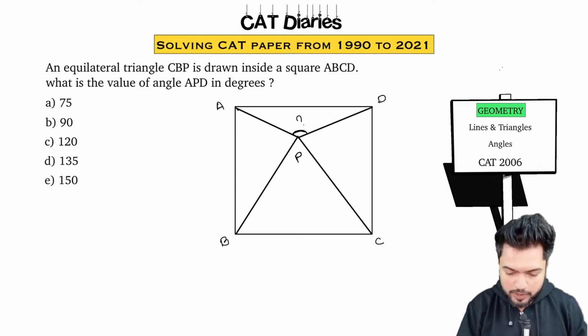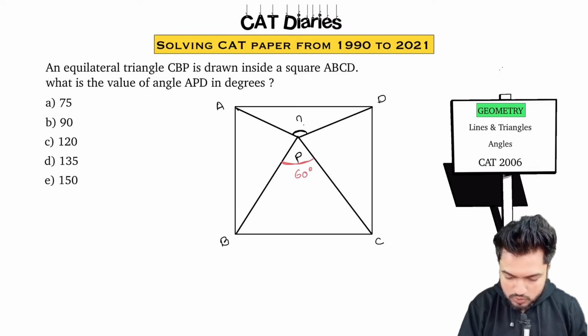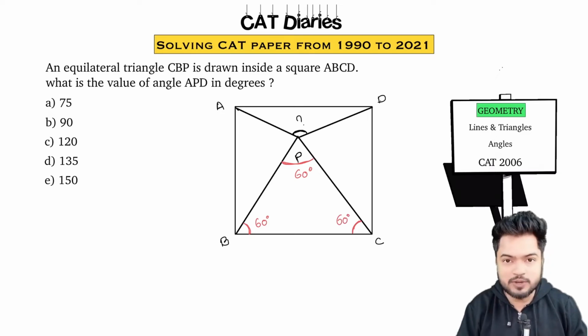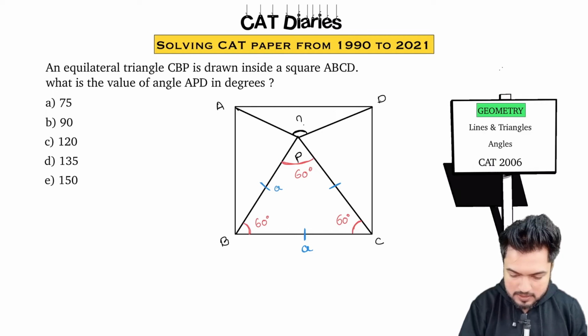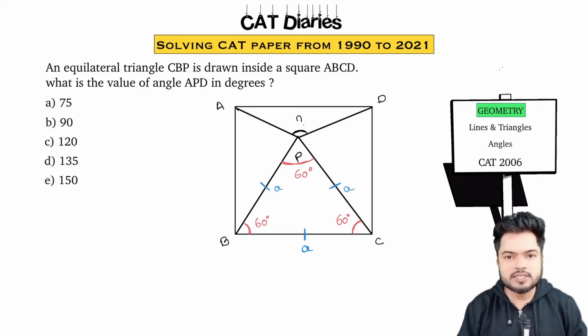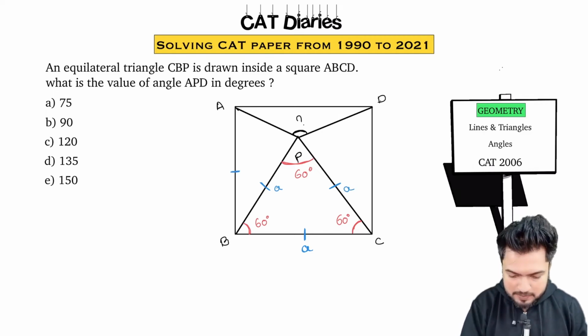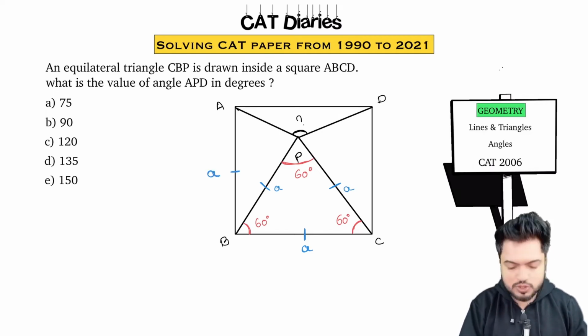So what I'll do, I know there's an equilateral triangle. So this angle is equal to 60, so is this angle, and so is this angle. And so will the three sides be equal, which means this side is equal to this side is equal to this side. If the side of the square is A, all these are A. So this would also be A, because this is the side of the square. Which means these become equal.